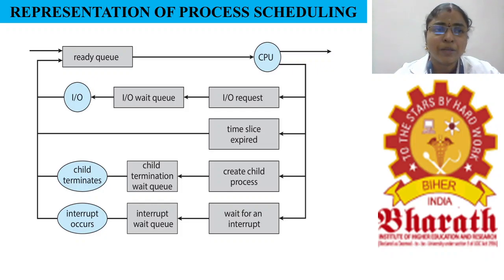Then this is a representation of process scheduling. First, all the processes are in a ready queue. The processes are waiting for CPU allocation. Generally this circle represents the resources. So the CPU, IO, child terminates, and interrupt occurs.